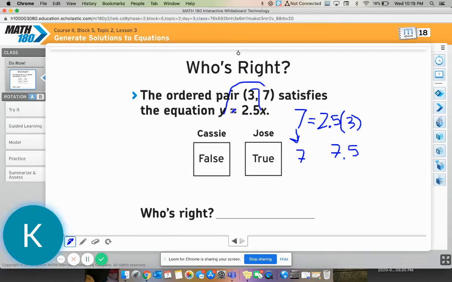So at this point, what we discovered is 7 does not equal 7.5, which means that Cassie is correct by saying false.